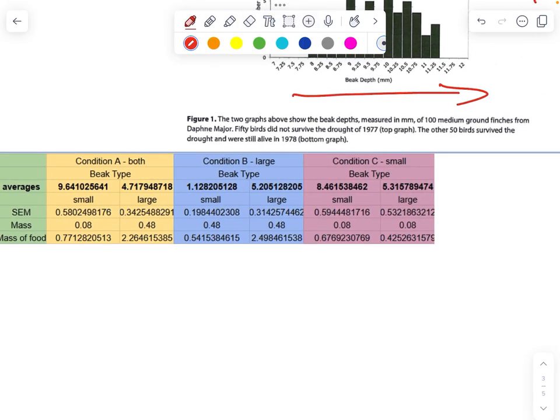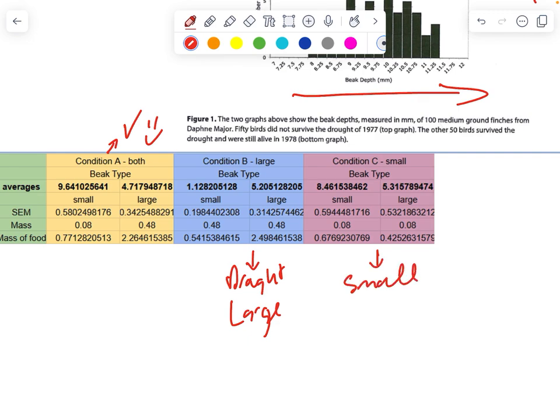So I want to talk to you about the graph. Condition A was both food sources are good to go, everything is great. Condition B is the drought, so only large seeds were available. And condition C was after the monsoon, and so there's a ton of small seeds, okay?